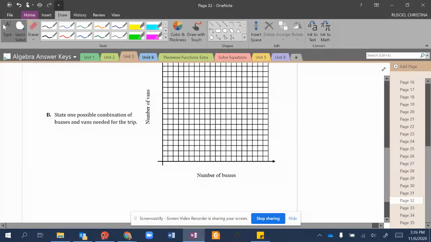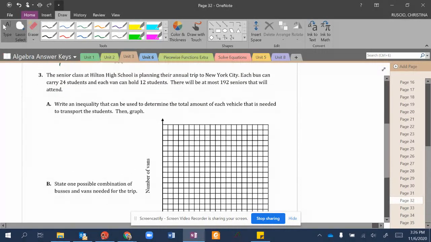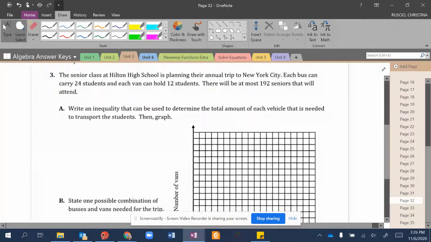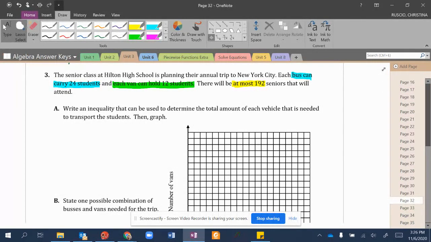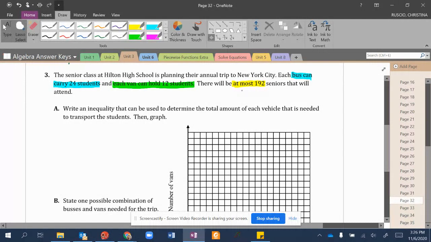All right, so question number 3. This is our last question on this. And it says the senior class at Hilton High is planning their annual trip to New York City. Each bus can carry 24 students and each van can hold 12 students. There will be at most, ding, ding, ding, there's that key word or those key words, 192 seniors. All right, so if there can only be at most 192 seniors, that means that there's 192 seniors or less. So less than or equal to 192.